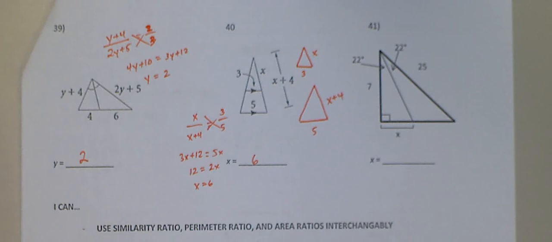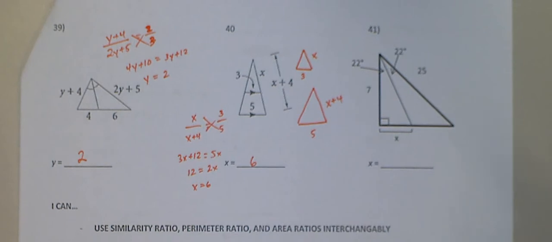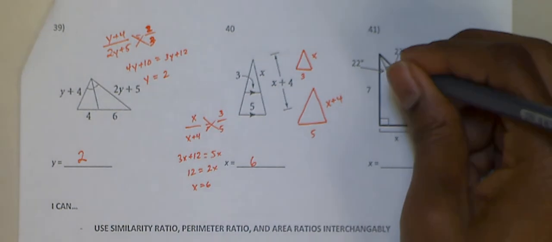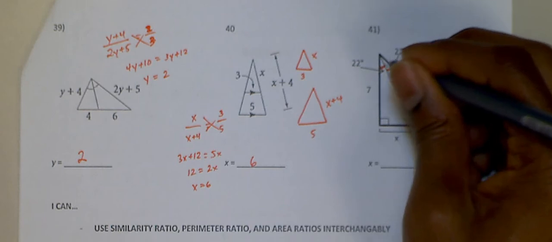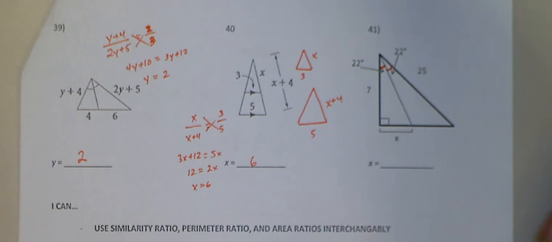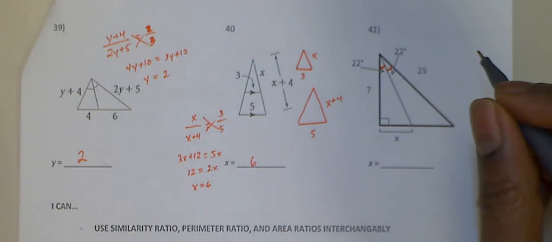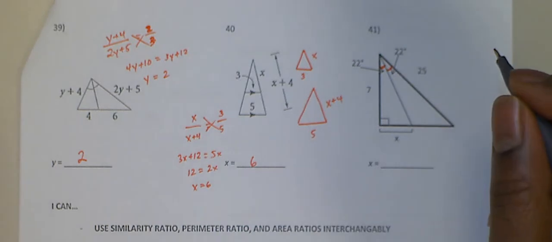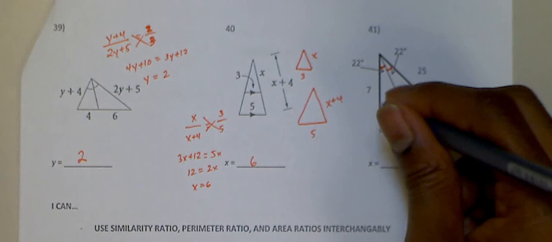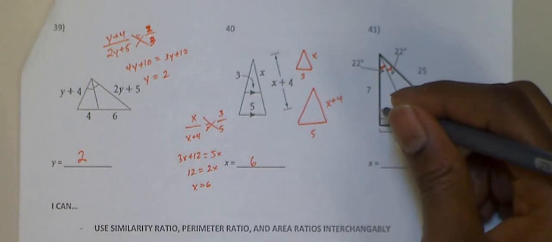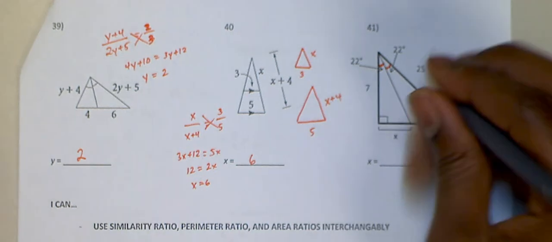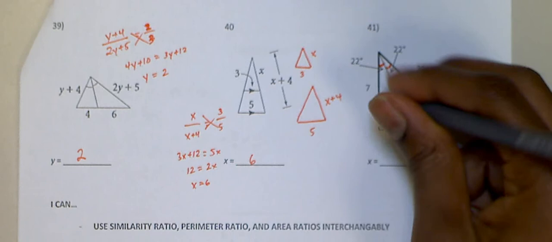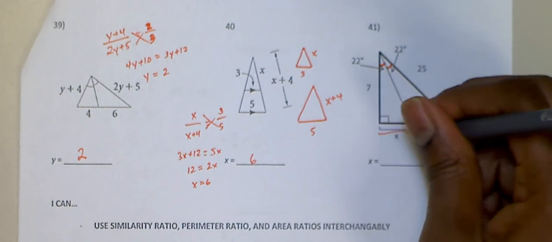For number 41, it tries to get a little tricky by not giving us the same markings, but the fact that they're both 22 means they're equal to each other. And so it's a triangle angle bisector. And then they told us this is 90 degrees. Okay, and so since this is a right triangle, we'll want to use the Pythagorean theorem to find out what this is.